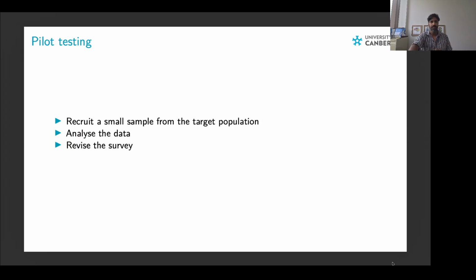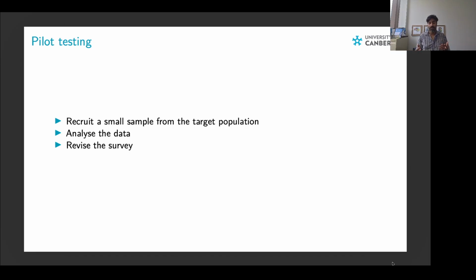In pilot testing, this is where you actually recruit a small sample from the target population. Then you analyze the data and you revise the survey. So you're going through the process as it would happen at scale, but at a very, very small level. And if that all goes smoothly, you have some assurance that when you do it on a larger scale, it's likely to work out well.